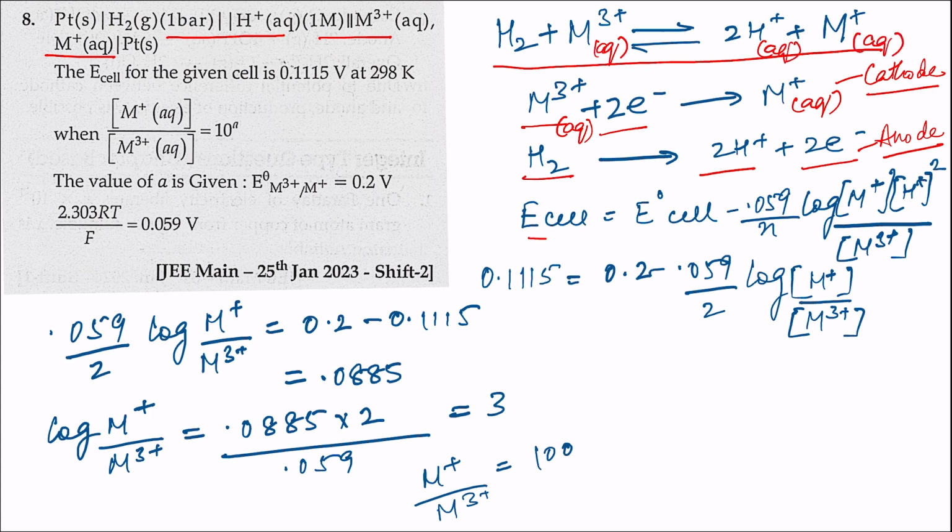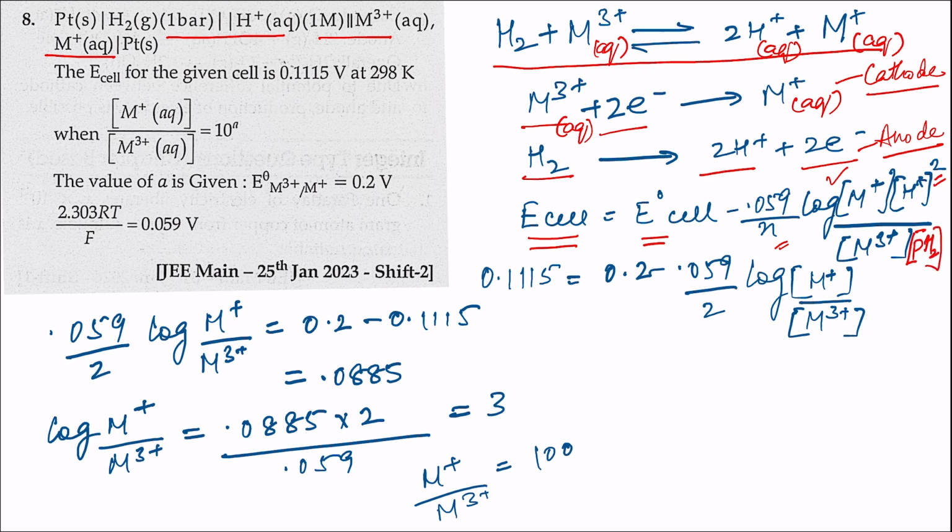Now Ecell will be equal to E naught cell minus 0.059 by n, where n is the number of electrons, log of M+ ion multiplied by concentration of H+ ion raised to the power 2, divided by concentration of M3+ ions and partial pressure of hydrogen.